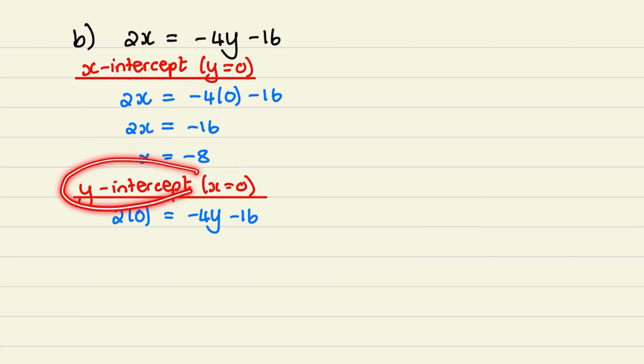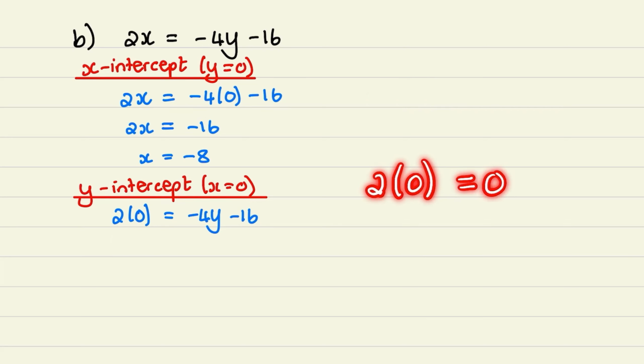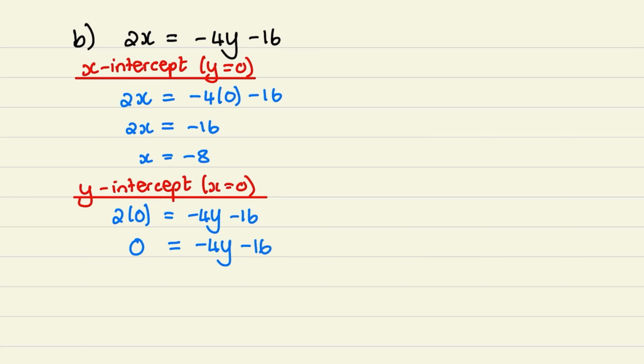And for the y-intercept, we'll replace x with 0. So in the equation, I'll have 2 times 0 equal to minus 4y minus 16. Notice that when I substitute values of 0 in, I'm using brackets. Otherwise, it will read minus 40 in the x-intercept and 20 in the y-intercept. But if I put in brackets, it's 2 times 0, which will be equal to 0. So when I simplify, I have 0 equal to minus 4y minus 16.